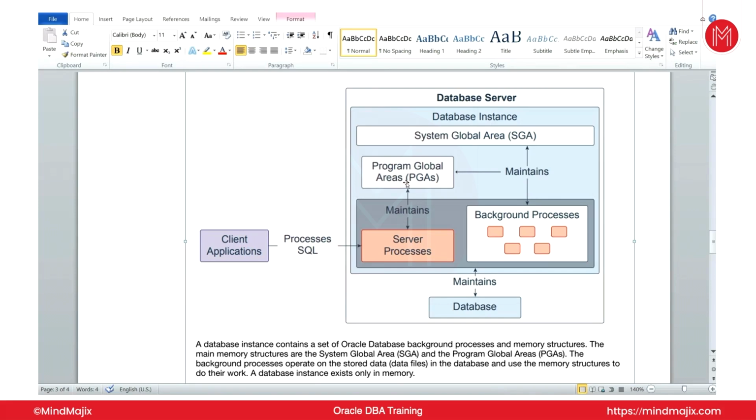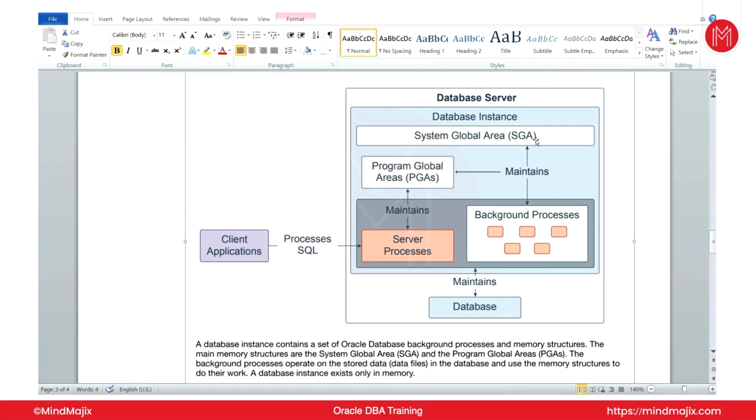Now, what exactly work they will do, I will be covering when we discuss PGA. For now, the PGA is a memory area which is used by the process. Every server or background process has its own program global area and it is private. So a PGA of a background process cannot be shared by another background process or server process.